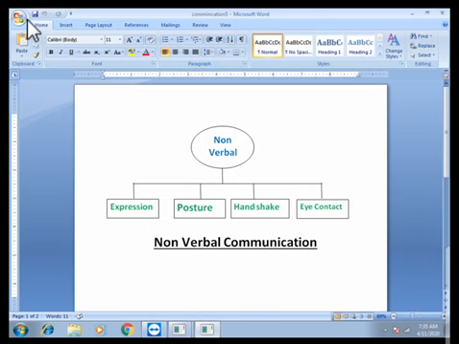Non-verbal communication is the message we send to others without using any words. We send signals and messages to others through expressions, postures, handshake, eye contact, etc.